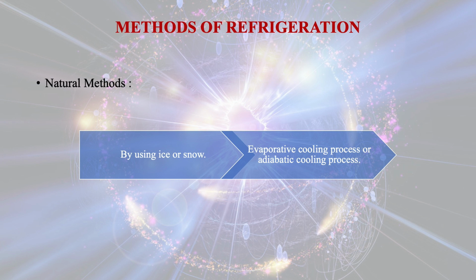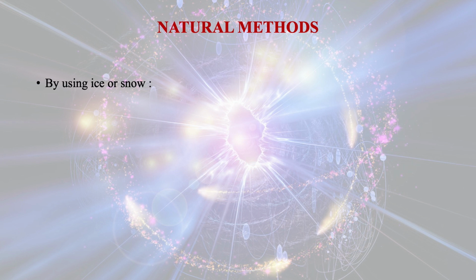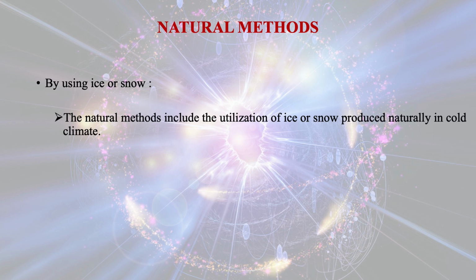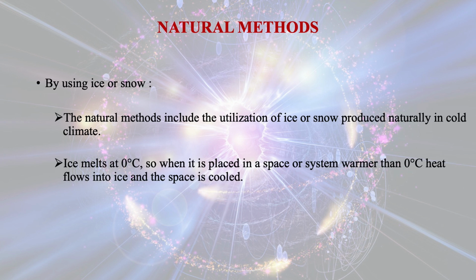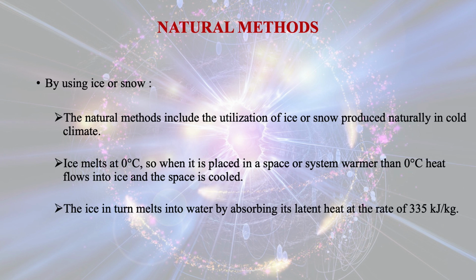Let us discuss the refrigeration system by using ice or snow. The natural method includes the utilization of ice or snow produced naturally in cold climate. Ice melts at 0 degrees centigrade, so when it is placed in a space or system warmer than 0 degrees centigrade, heat flows into ice and the space is cooled. The ice melts into water by absorbing its latent heat at the rate of 335 kJ per kg.